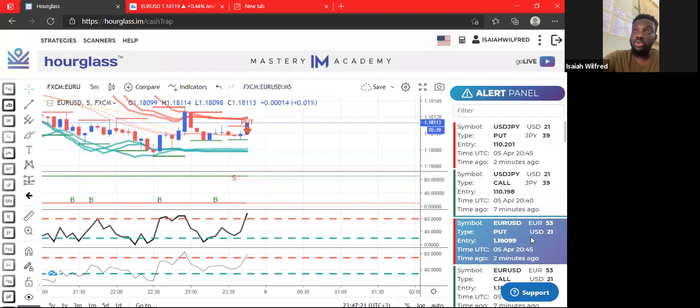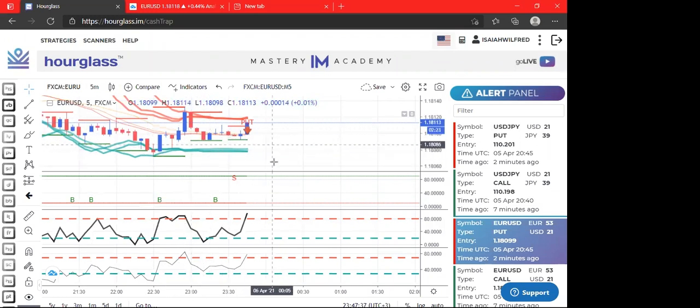So how do I now mark up my charts? Now, guys, you can actually mark up your charts here on Hourglass, but I don't do it because Hourglass is too, should I say, too tight? There's no space to actually analyze this whole chart very well.